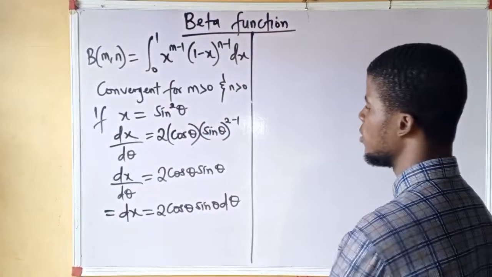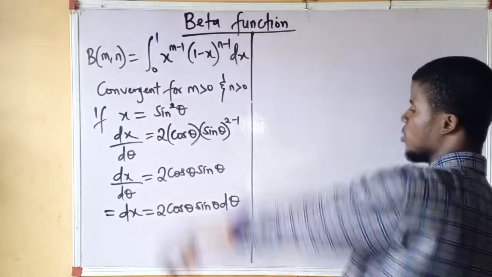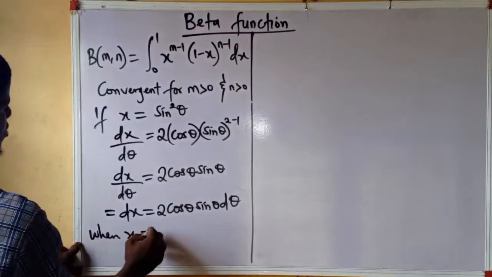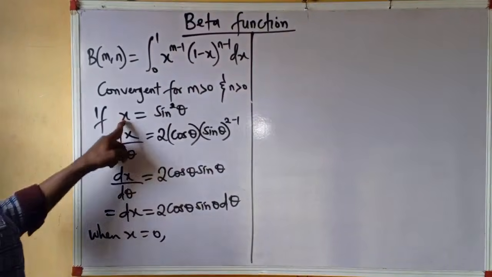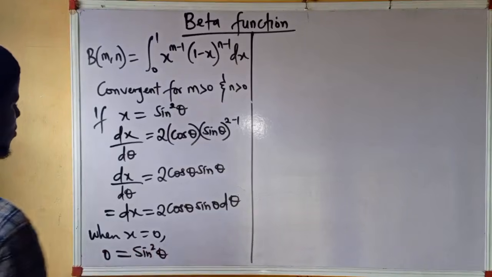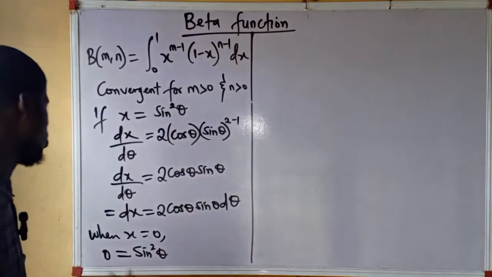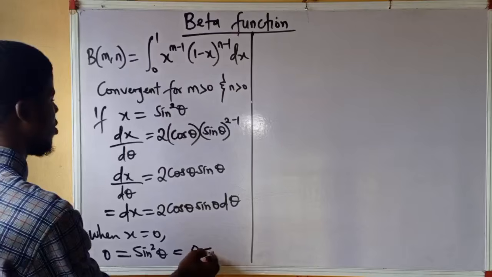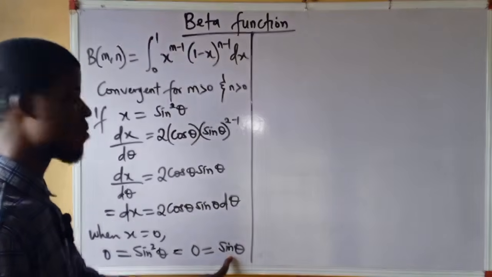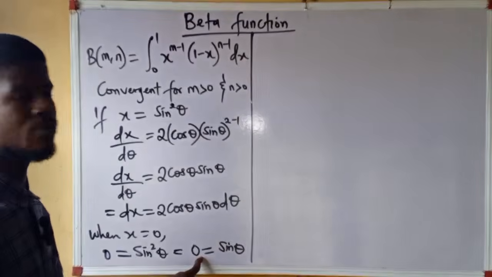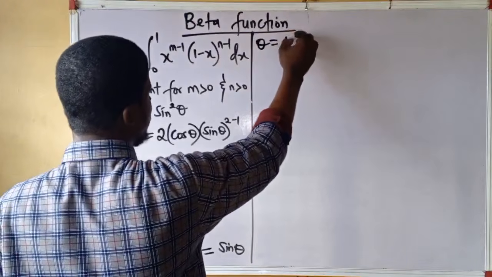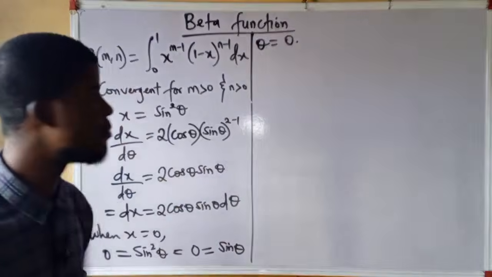Now, this integral is from x equal to 0 to x equal to 1. So what is the value of theta when x is 0 and when x is 1? Let's go. When x is equal to 0, if I plug in 0 here, 0 is equal to sine squared theta. So if I take the square root of both sides, this implies that 0 is still equal to sine theta. So taking the sine inverse of both sides, the sine inverse of 0 is 0. Yes. So it means that theta is 0 when x is 0.